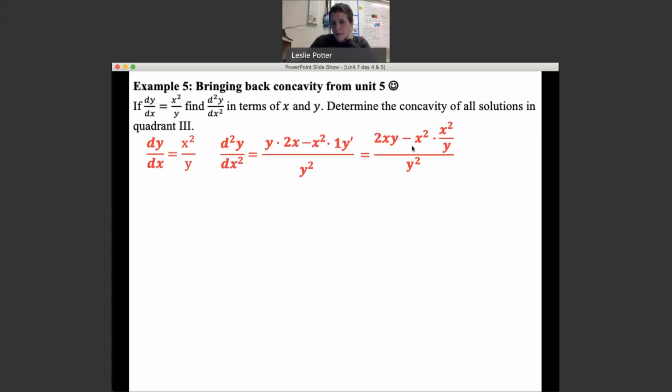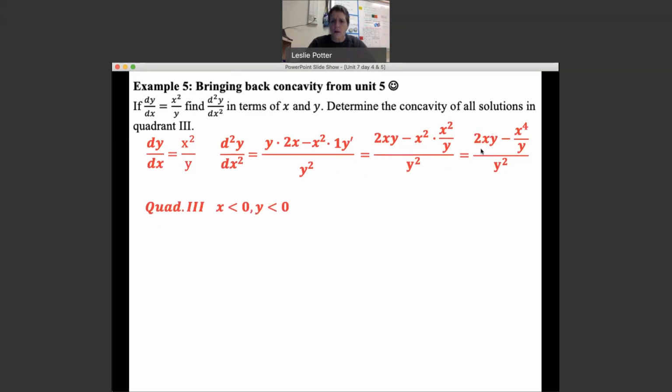Okay, so I'm going to simplify this part of that quotient rule, and that's going to be x to the fourth over y. Now we can talk about what happens in quadrant 3. So we know in quadrant 3, that's the lower left-hand part of our coordinate plane, our x's are negative and our y's are negative. So that being the case, then we can start determining each one of these terms, whether they're positive or negative.